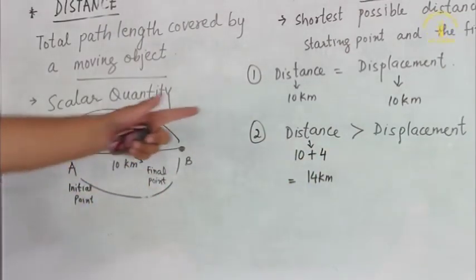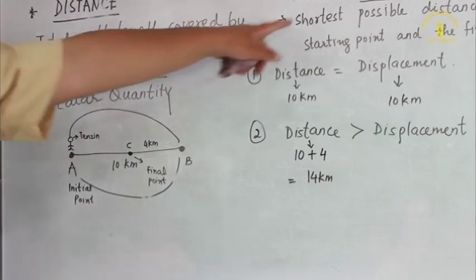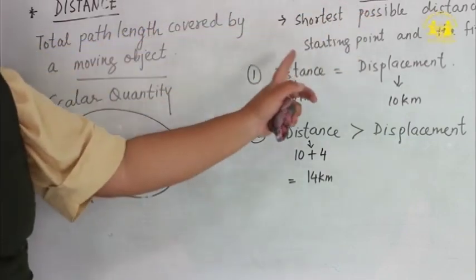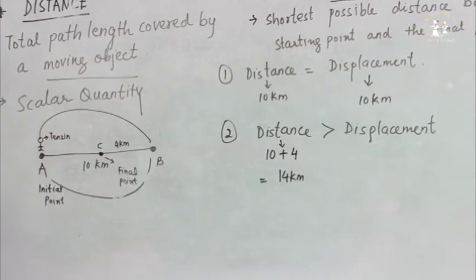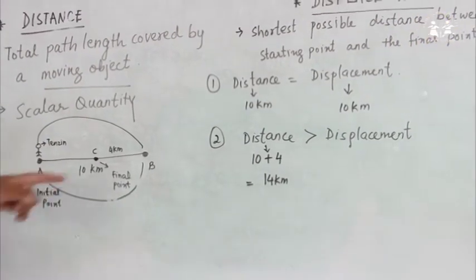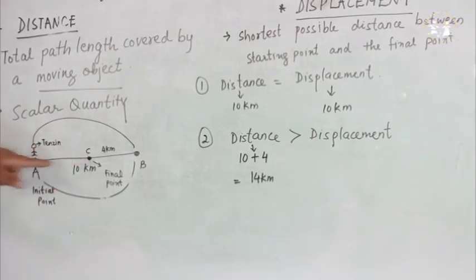Now what about displacement? In this case, what is the displacement? It is the shortest possible distance between starting point and final point, right? So the starting point is point A, the final point is point C. So the shortest possible distance is from C to A, how many kilometers?